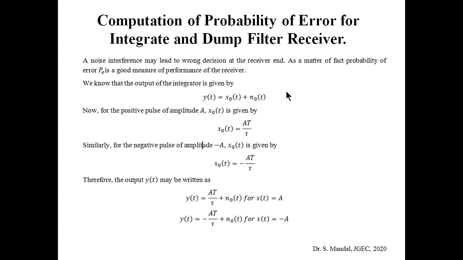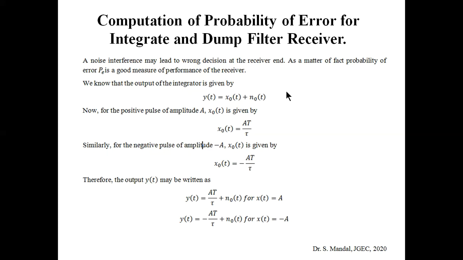It is quite clear, because if you use the negative pulse, obviously the triangular pulse will be in the negative direction. So the maximum amplitude will be plus minus AT by tau depending on the polarity of the input signal. Now what we can write is that y(t) is AT by tau plus n naught t for x(t) equal to plus A volt, whereas y(t) equals minus AT by tau plus n naught t for x(t) equal to minus A. Clear?